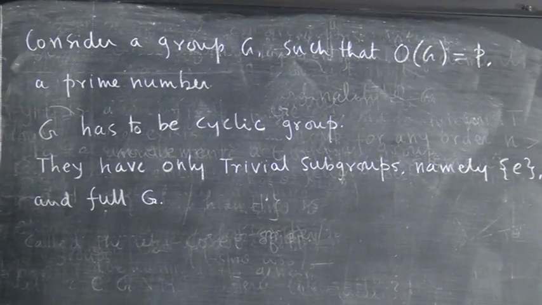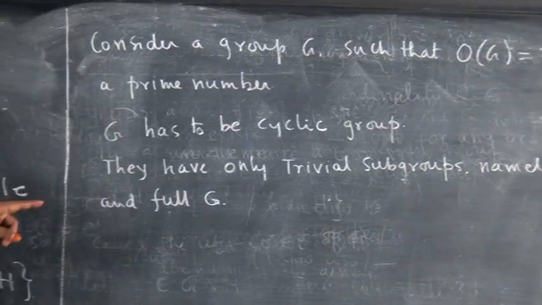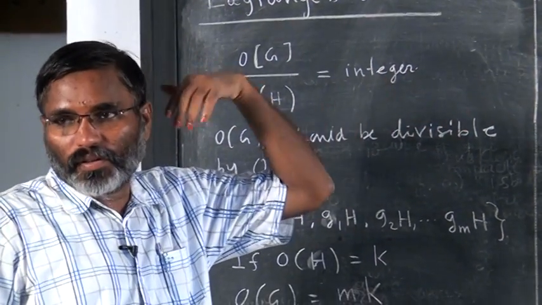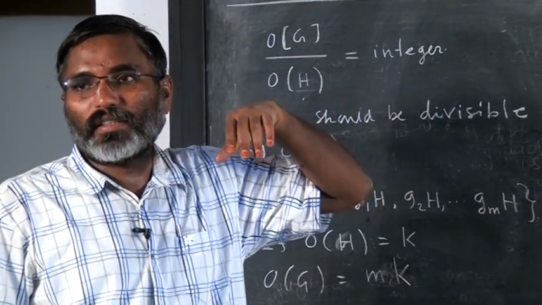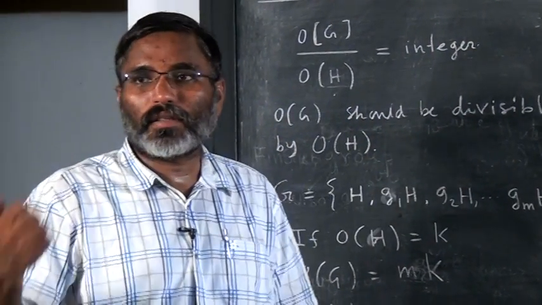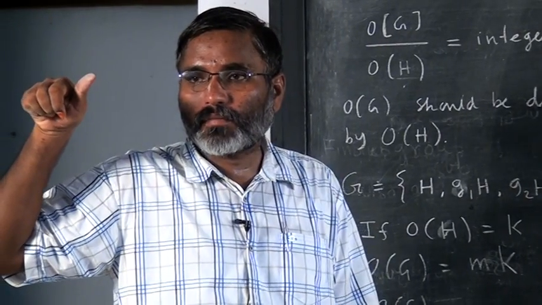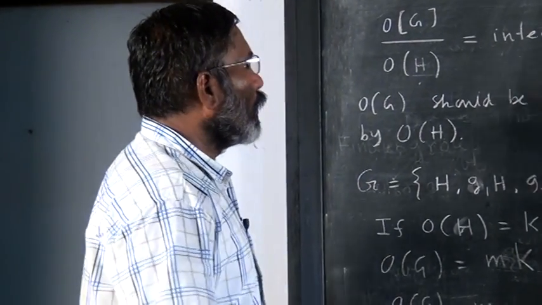So this is an application of this theorem. You understand that, right? If there are divisors, then we should have subgroups. Since prime numbers will not have any divisors, it has no subgroups. Someone was asking a question. Okay.